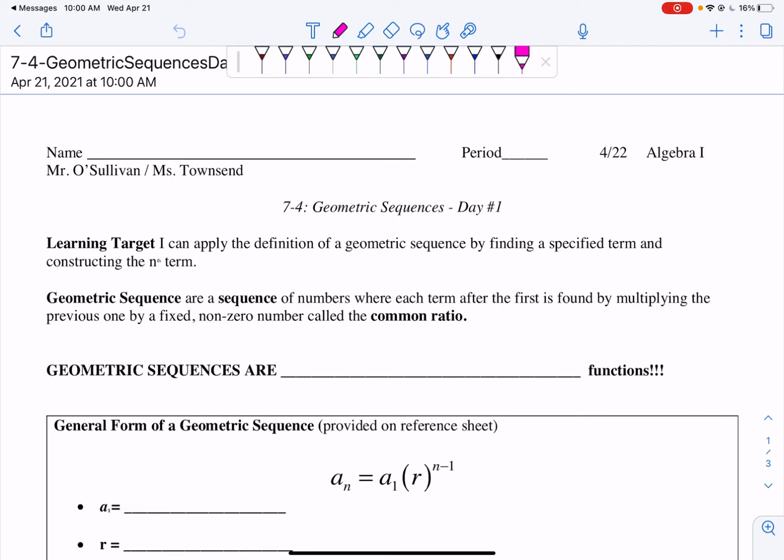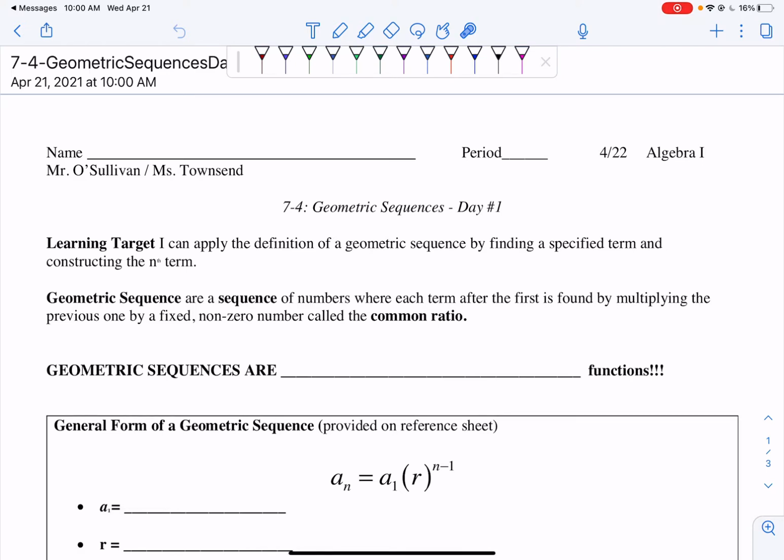So the past few days we've been studying arithmetic sequences. What we're going to be doing today is studying the geometric sequence. So the way geometric sequences work, we'll be exploring shortly. Today's learning target is: I can apply the definition of a geometric sequence by finding a specified term and constructing the nth term.